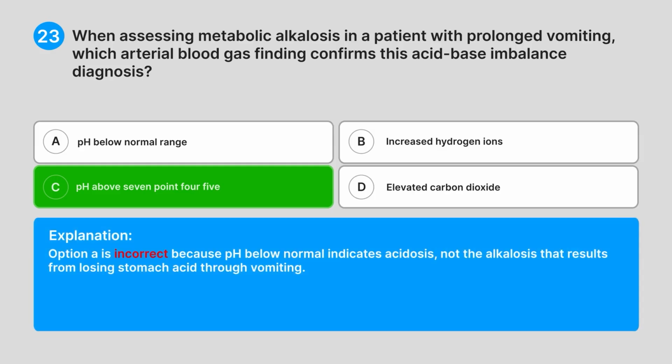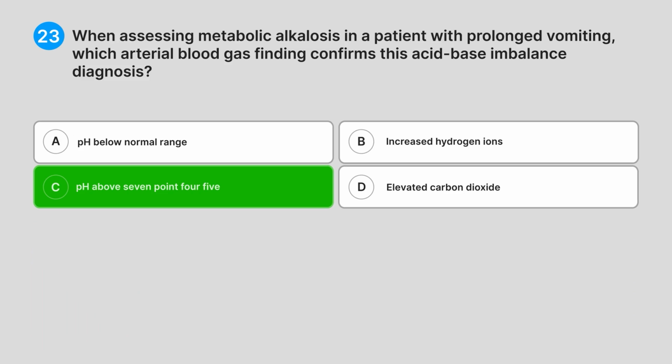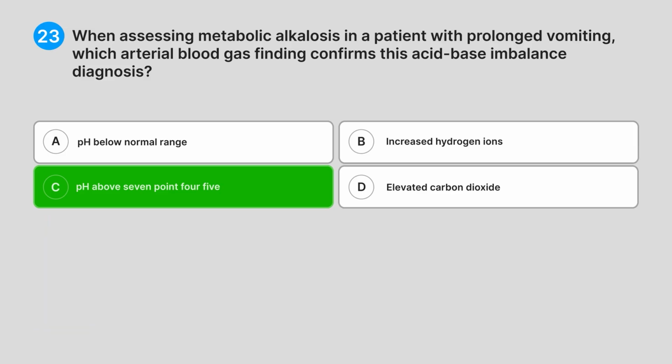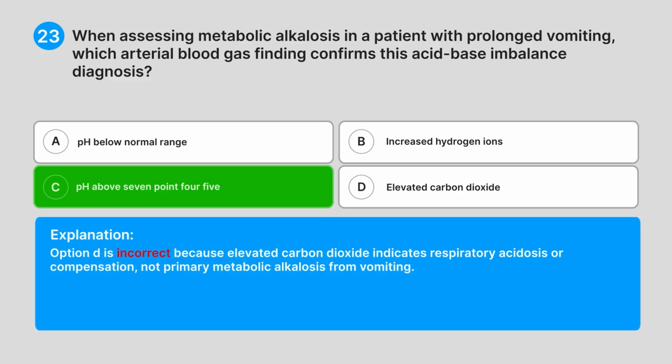Option A is incorrect because pH below normal indicates acidosis, not the alkalosis that results from losing stomach acid through vomiting. Option B is incorrect because increased hydrogen ions would lower pH causing acidosis, not alkalosis. Option D is incorrect because elevated carbon dioxide indicates respiratory acidosis or compensation, not primary metabolic alkalosis from vomiting.